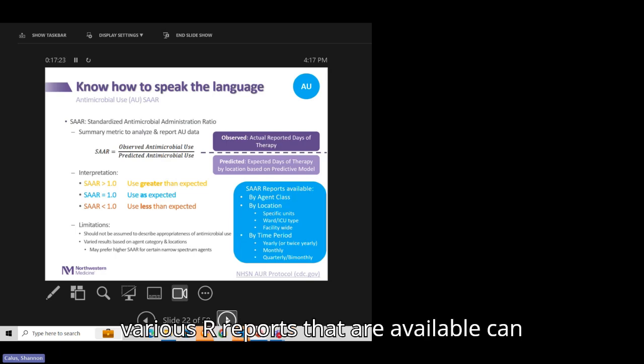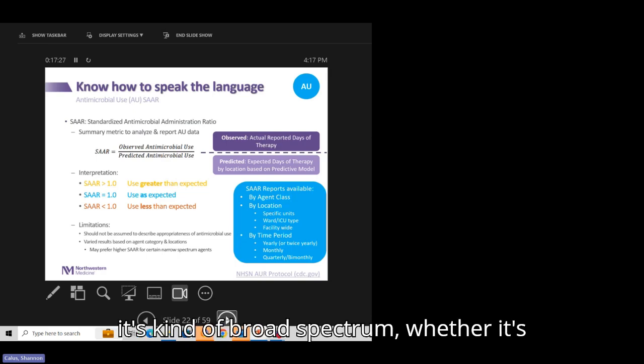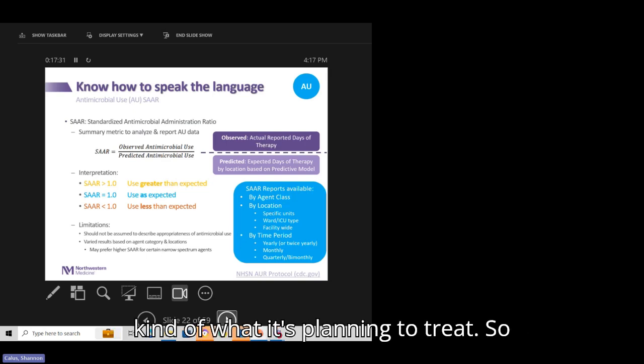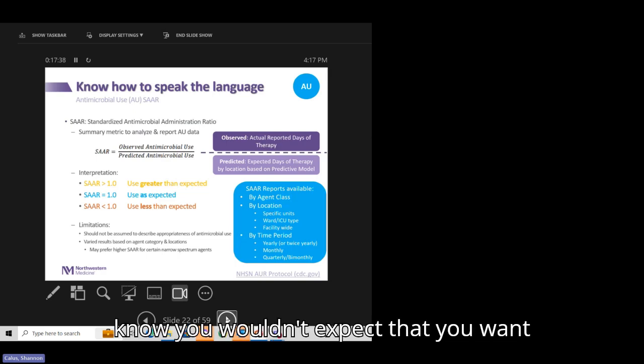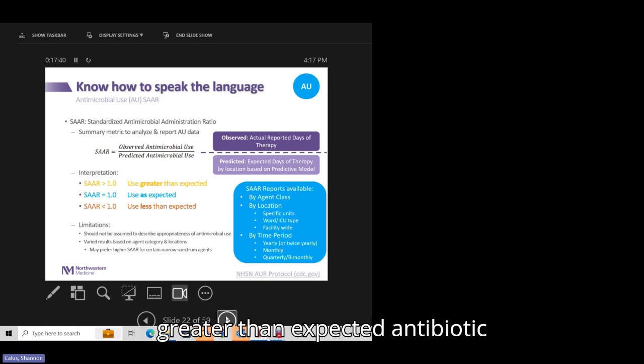The various SAR reports that are available can look at agent class. So again, whether it's broad spectrum, whether it's narrow spectrum, and then depending on what it's planning to treat. So we'll touch on that in the next slide. There are going to be cases where you wouldn't expect that you want greater than expected antibiotic use. But if we're talking about narrow spectrum agents for the right indication, maybe that's a good thing.